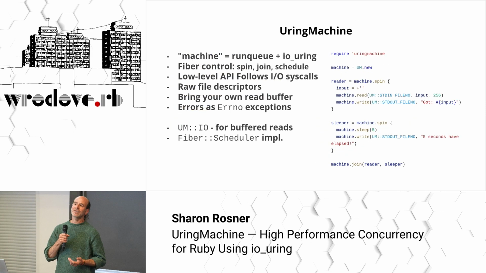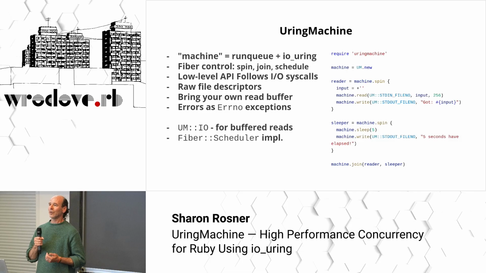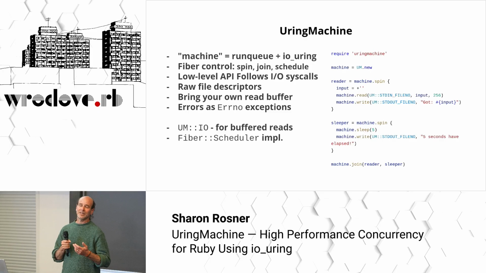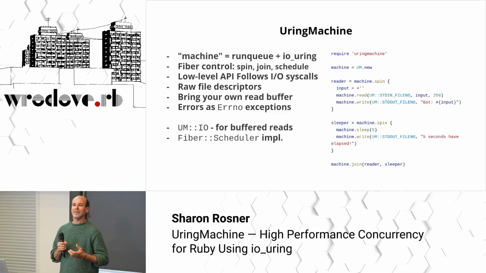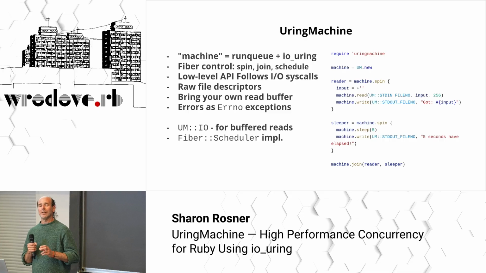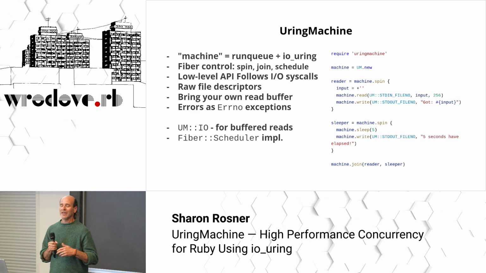So this is basically the design behind UringMachine. UringMachine is a project that I've been working on for the last year or so, and it is an implementation of fiber concurrency based on IO-Uring. So in UringMachine, the idea is that a machine is an instance of IO-Uring plus a run queue.